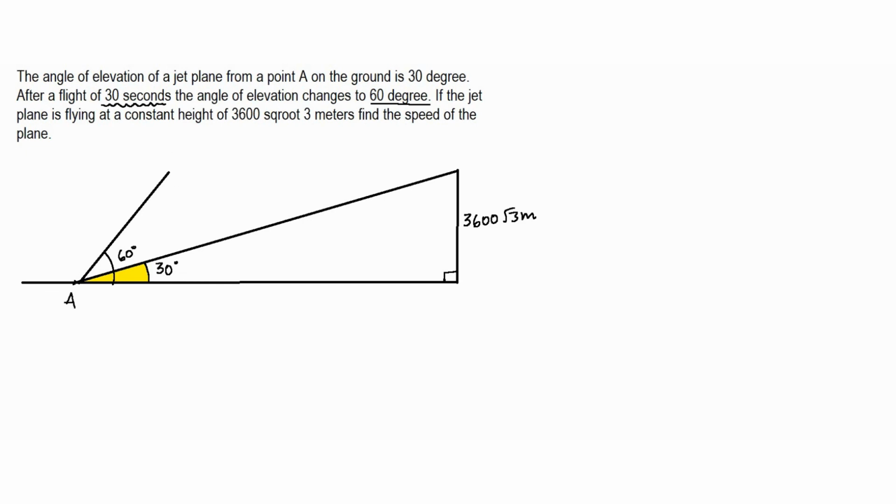and now the whole angle is 60 degrees. Of course, the plane is flying at a constant altitude, so the altitude does not change. That means the height of the plane, even at this particular point, is 3600 root 3 meters. So this is 3600 root 3. So this is the point B, this is point C, this is point D, and this is point E. I now want to find the speed of the plane.